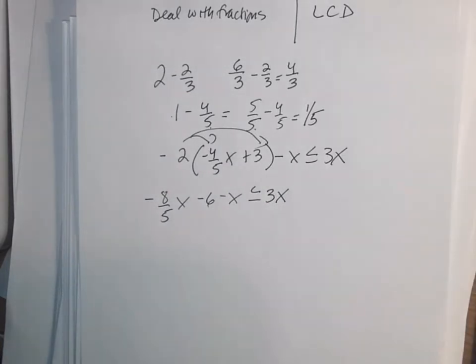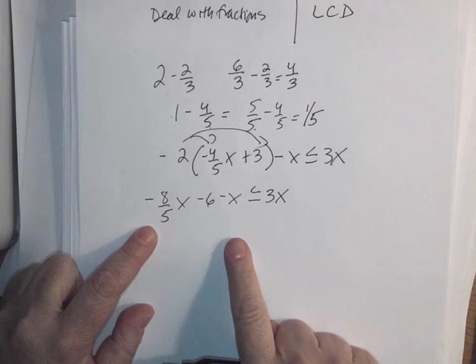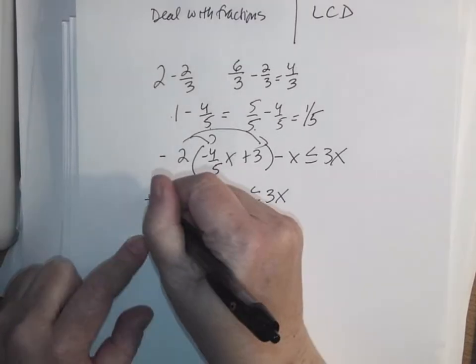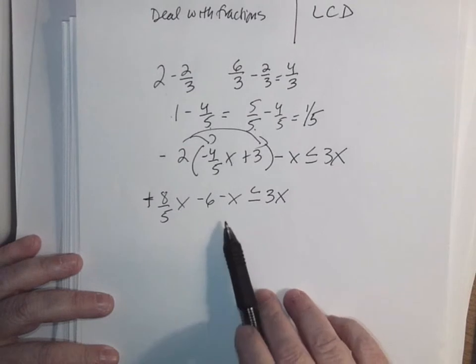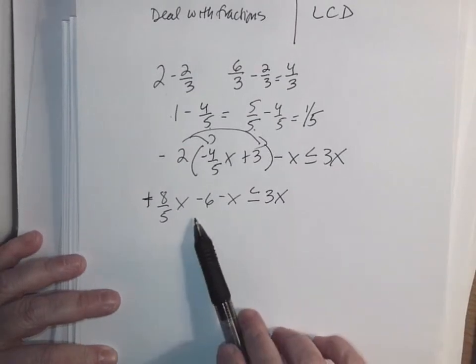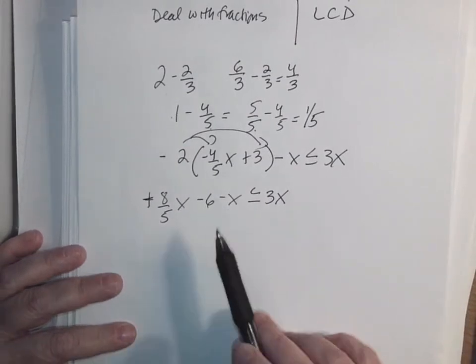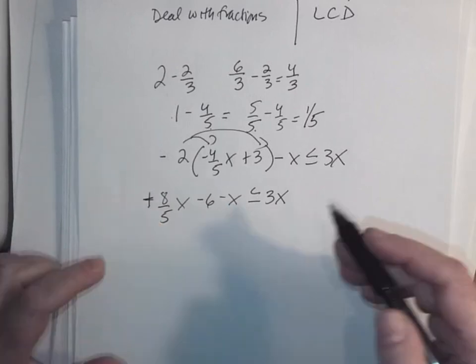So I have a positive 8/5. Sorry, folks. I have a positive 8/5. Let me just check my math. Minus 6. Okay, positive 8/5 minus 6x minus x. So I'm going to combine these together. So I have an 8/5 x.